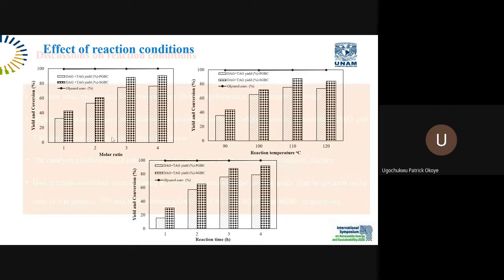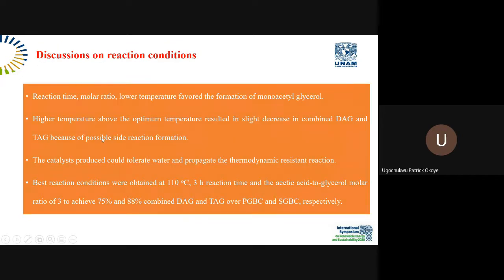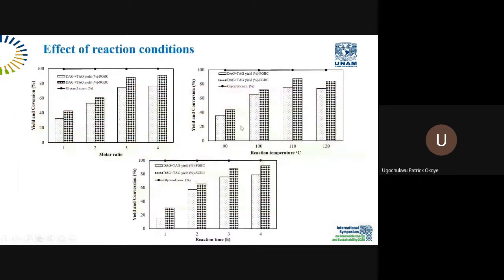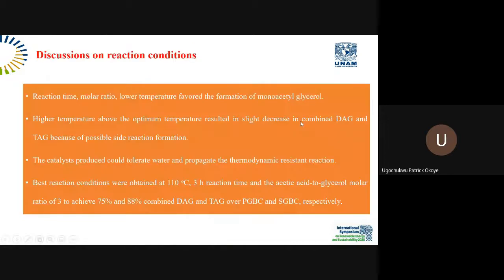So, from our discussion, we could find that higher temperature as well increases the yield. However, at a point around 120 degrees Celsius, we found that a slight decrease in diacetylglycerol and triacetylglycerol was envisaged. And the reason is because of possible side reaction formation, which is usually encountered in this experiment. The catalyst produced evidently shows that it could tolerate water and propagate thermodynamically resistant acetylation reaction.